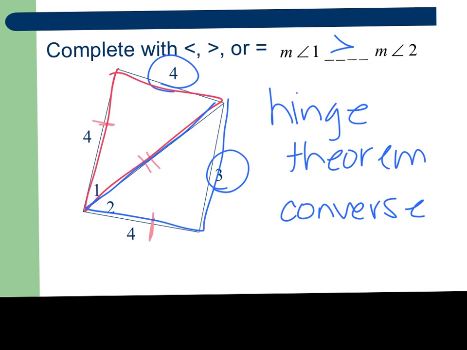But in order for that to work, you have to have two pairs of congruent sides. So you had to have the 4 on the outside and you had to have a reflexive side. Or if this was split, you would have had to know that that other side was congruent. So you have to have two sides congruent in order to even get to that.